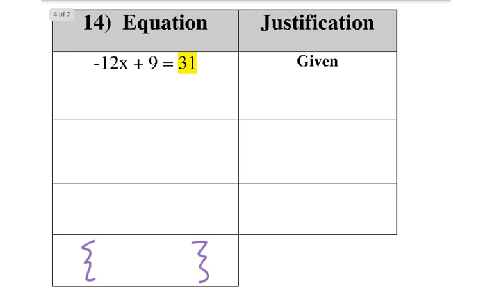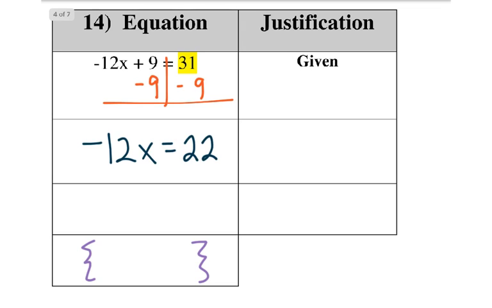Okay, so what we're going to do here, again, if you cover up your variable, what do you have left? You have the 9, so get rid of it. So I'm going to have -12x equals, and then 31 take away 9. Well, 31 take away 10 is 21. Put 1 back, so it's 22. What did I do to both sides? I subtracted.